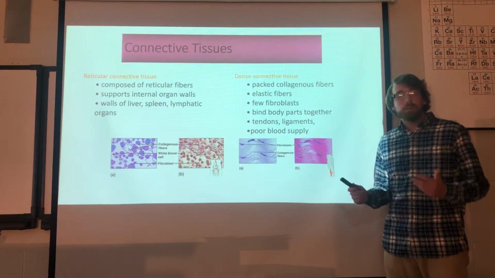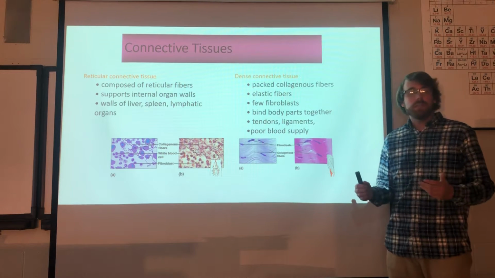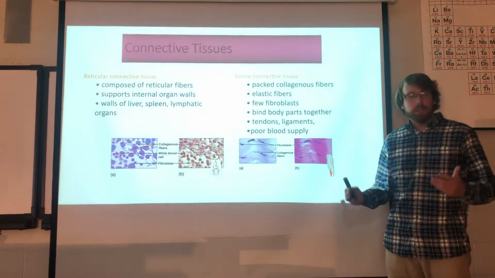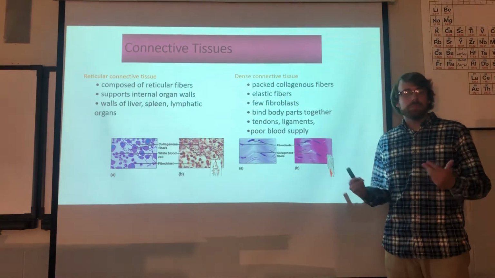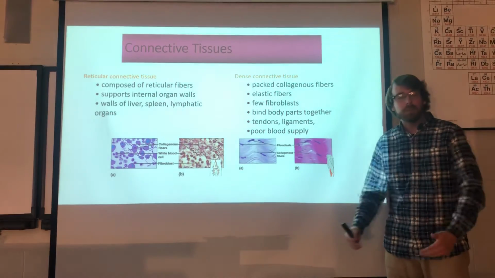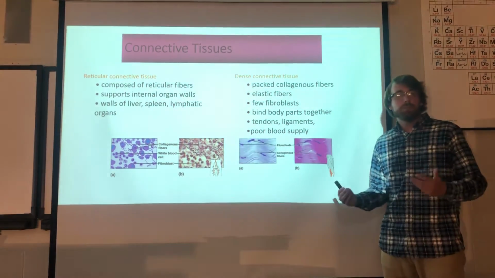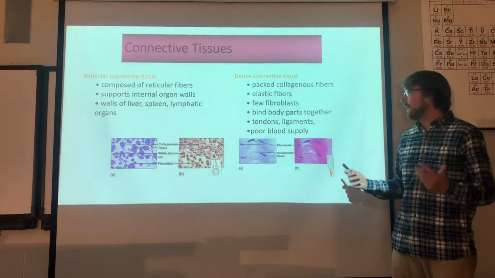They have very poor blood supply. Once these ligaments and tendons are created, they are pretty much in stasis. These fibers are proteins. They don't have a need for blood supply. They don't have a need for oxygen.